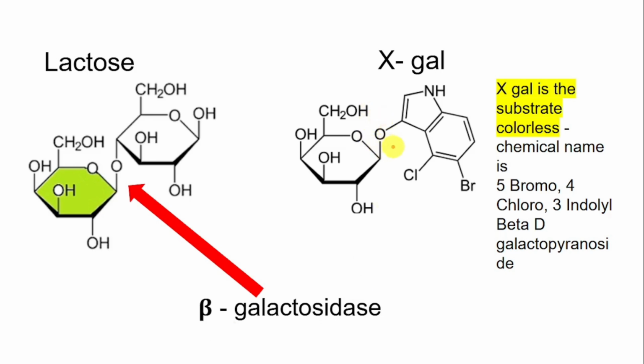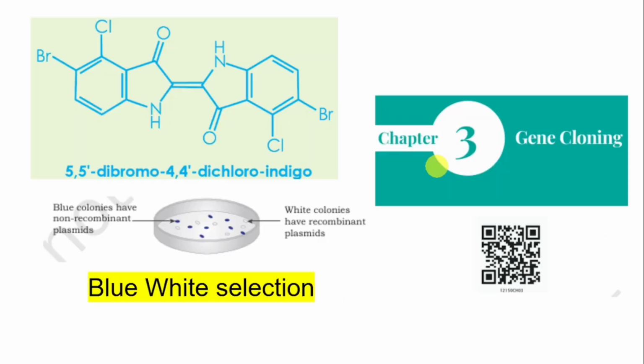Once you break this bond, the molecule released will dimerize and form an indigo colored compound. See, this is the dimer, 5 prime dibromo, 4 prime dichloro, indigo. So blue color colonies indicate non-recombinant plasmid, and white color colonies indicate recombinant plasmids. This is the basis of blue-white selection.